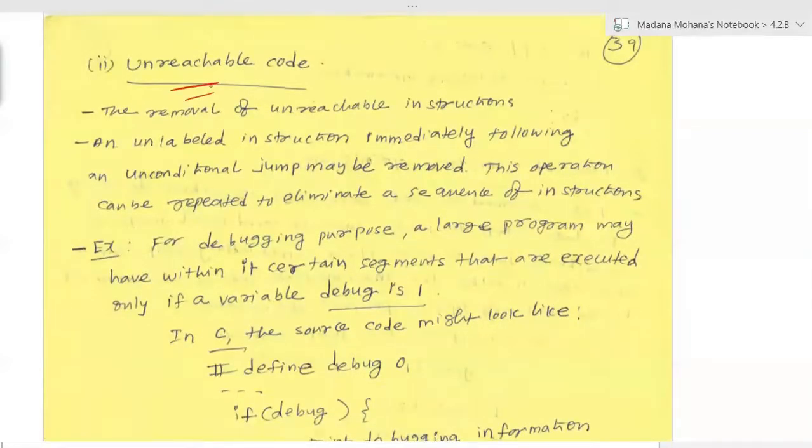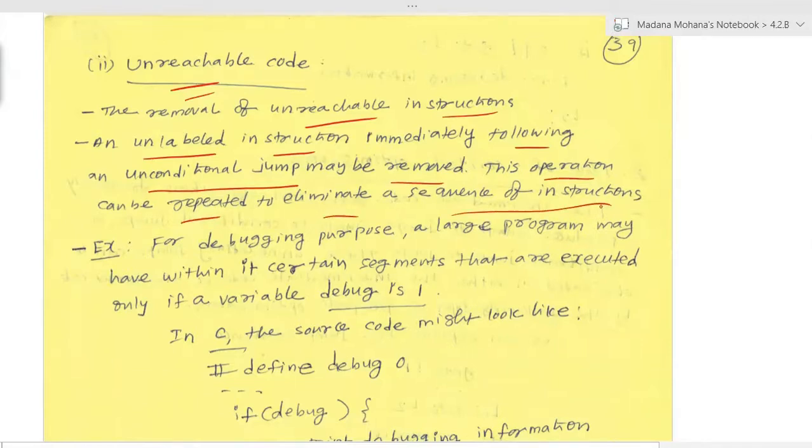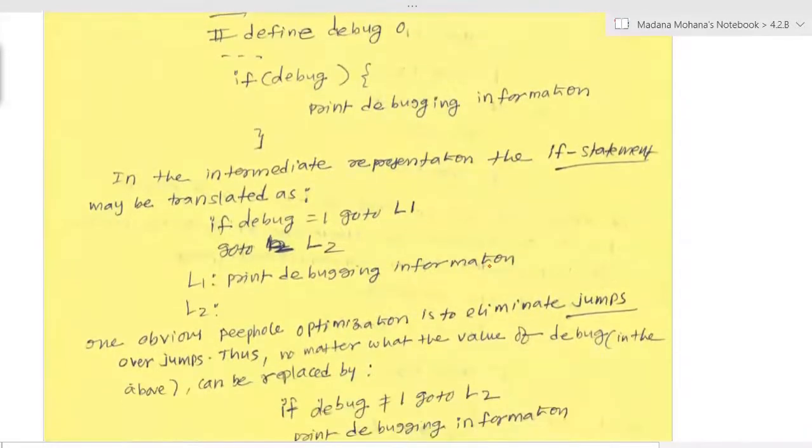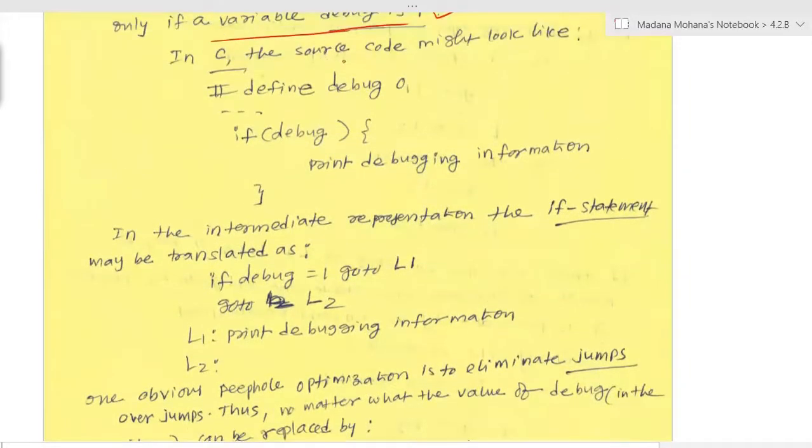Unreachable code: an unlabeled instruction immediately following an unconditional jump may be removed. This operation can be repeated to eliminate a sequence of instructions. For example, for debugging purposes, a large program may have certain segments that are executed only if a variable debug is 1. Let us see in the C programming language. The source code might look like: define debug 0, and so on, some statements, if debug, print debugging information.